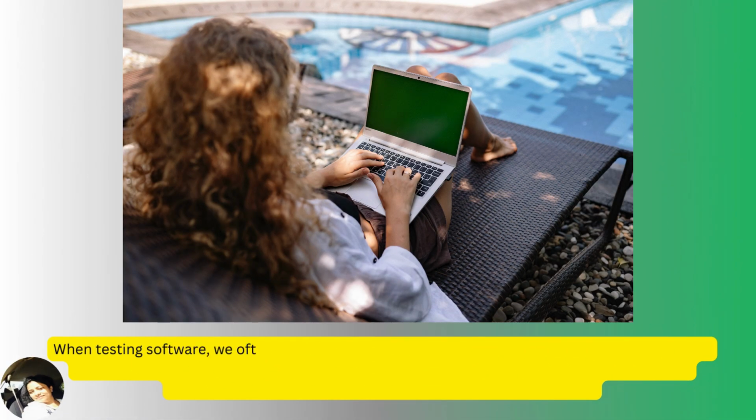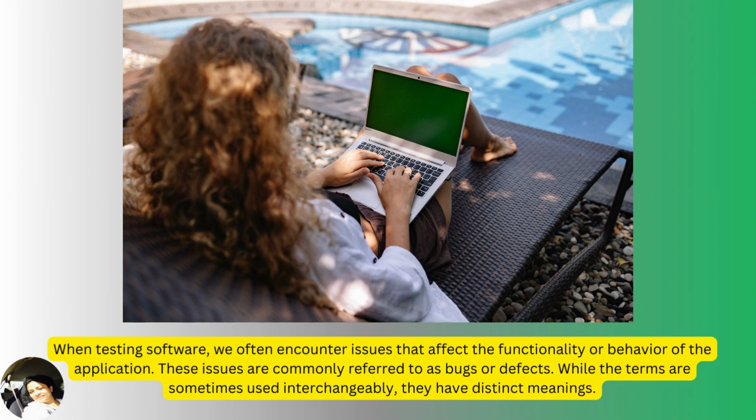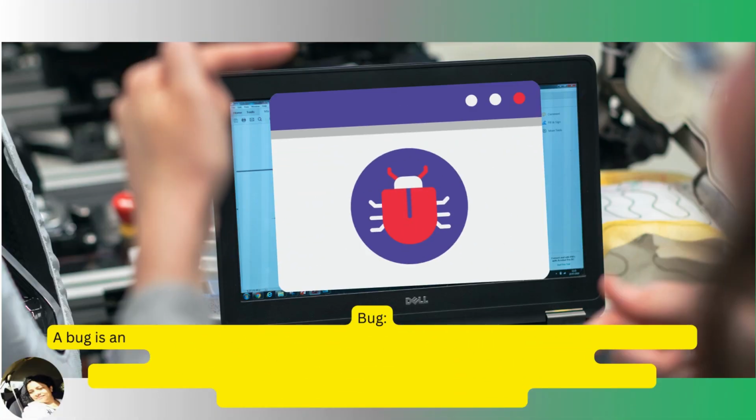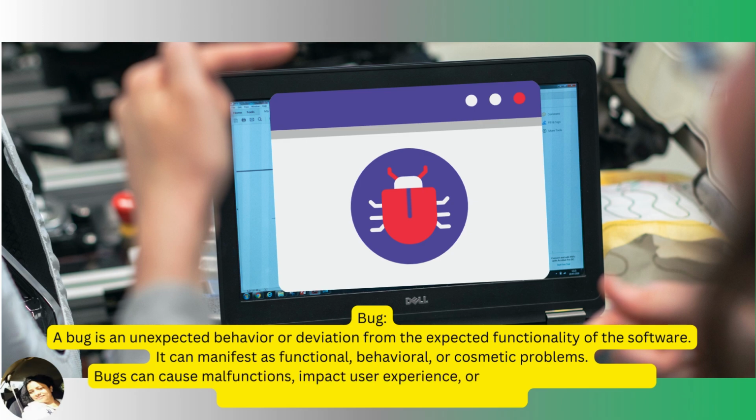When testing software, we often encounter issues that affect the functionality or behavior of the application. These issues are commonly referred to as bugs or defects. While the terms are sometimes used interchangeably, they have distinct meanings. Like bug, a bug is an unexpected behavior or deviation from the expected functionality of the software. It can manifest as functional, behavioral, or cosmetic problems. Bugs can cause malfunctions, impact user experience, or lead to incorrect results.